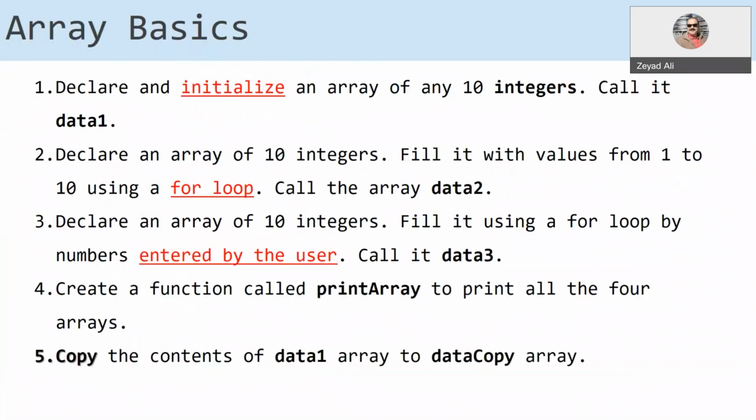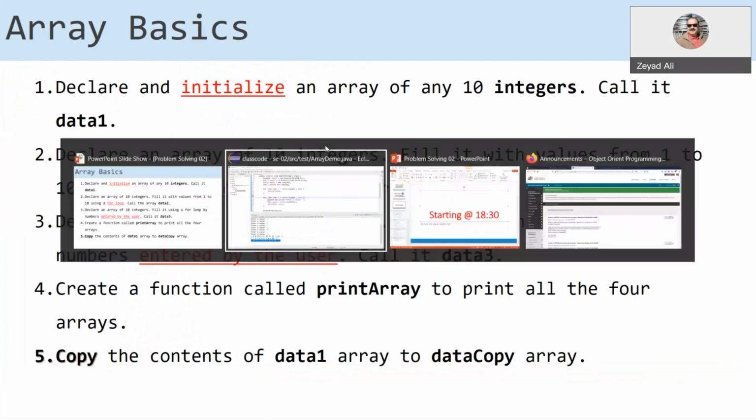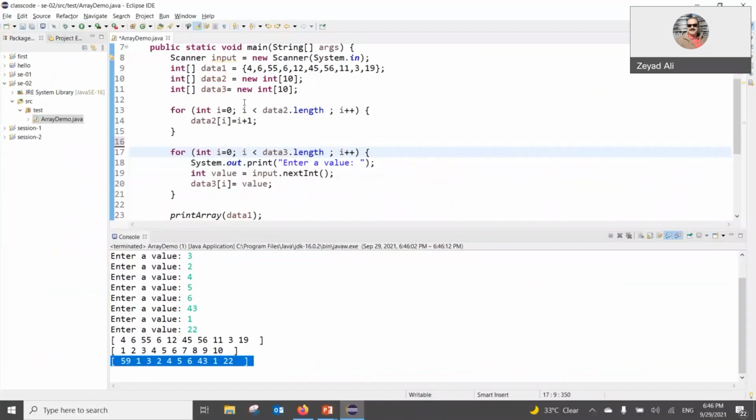Copy the contents of the data 1 array to another array, which is data copy. The question says copy. Let's see how to do it. So I need to create a new integer array. The name of the array is data copy, and it's a new array, the same size as data 1.